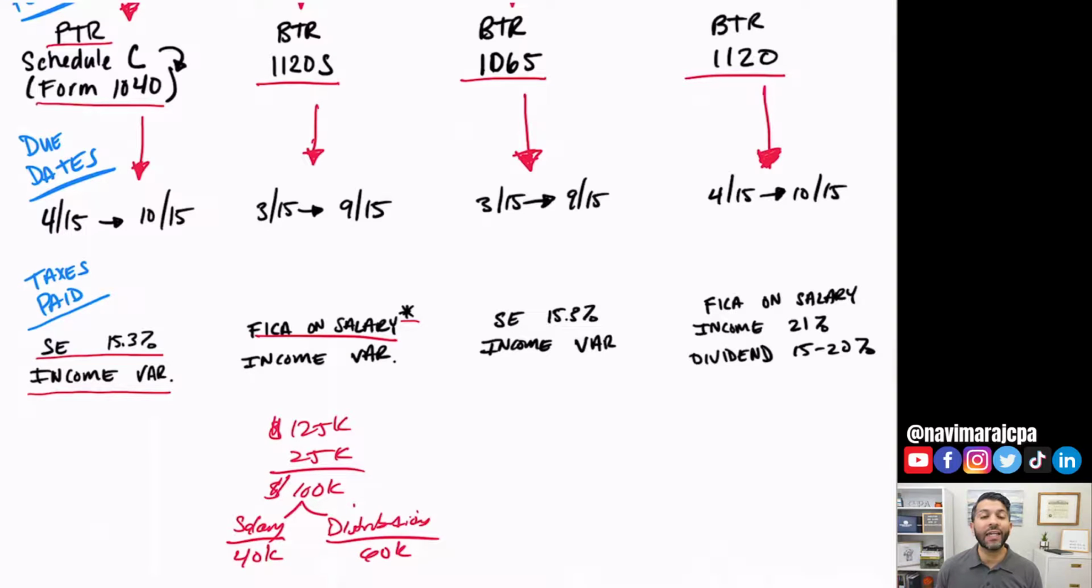You're going to pay FICA tax, Social Security and Medicare, of 15.3% on the salary portion only. Okay? You're still going to pay income tax on the 40K and the 60K together. You're still going to pay income tax on the $100,000. The income tax portion works just like it did in the sole proprietorship example. The only difference really here is that the Social Security and Medicare tax you pay is on the salary only, which was that 40K.